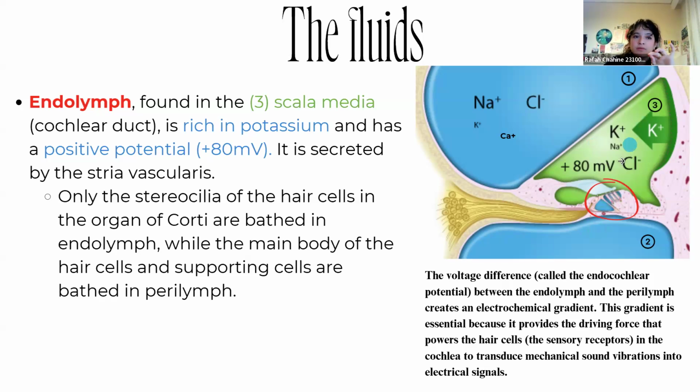But if we're talking on a physiological level, the reason for this is the voltage difference between the endolymph and the perilymph, because obviously the endolymph has a net positive voltage, aka the 80 millivolts, right? And the perilymph, we said, is neutral or slightly negative. This will provide us with a voltage gradient, an electrochemical gradient, and we're going to call this the endocochlear potential.